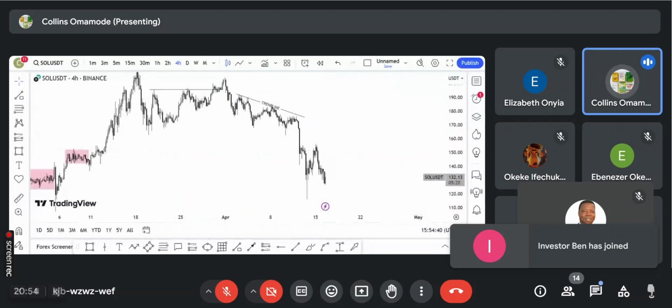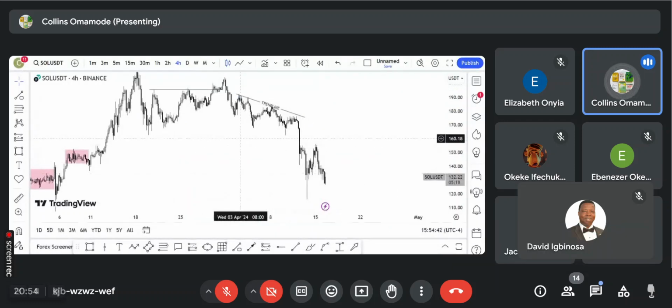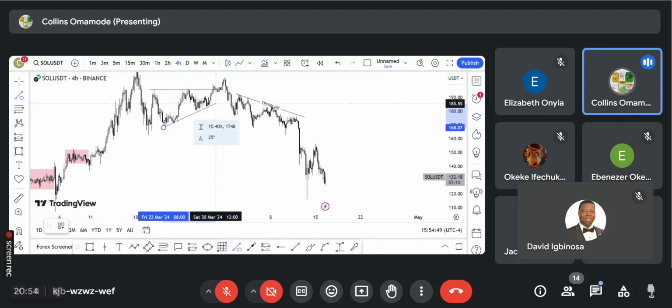These are trend line liquidity. So let's observe areas of liquidity. These are also trend line liquidity. Hope you guys are seeing it.